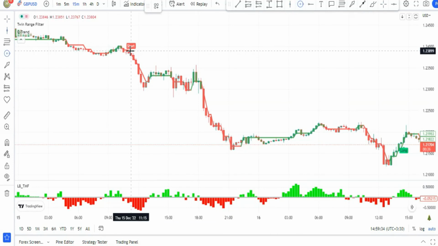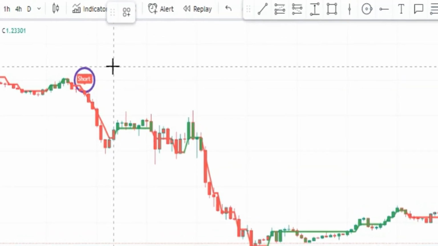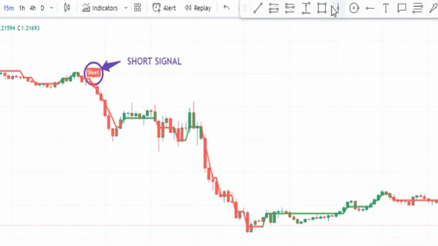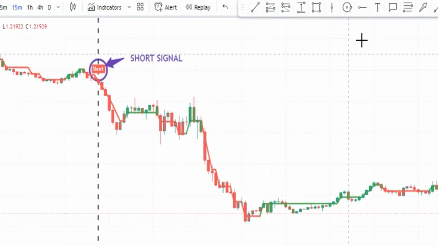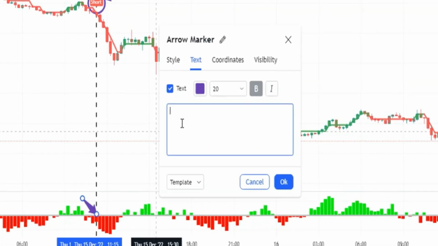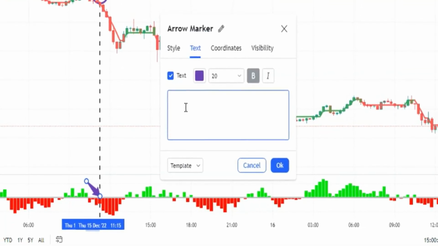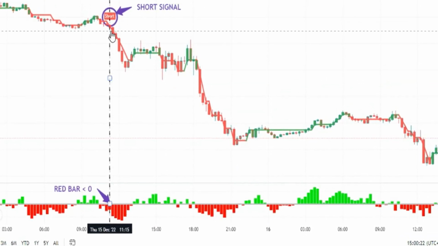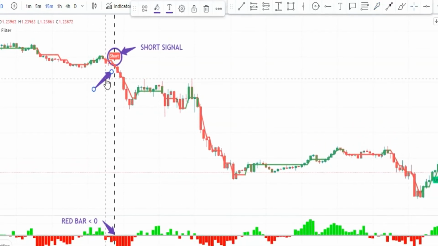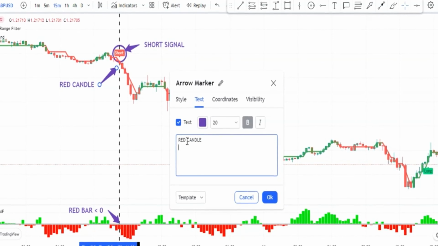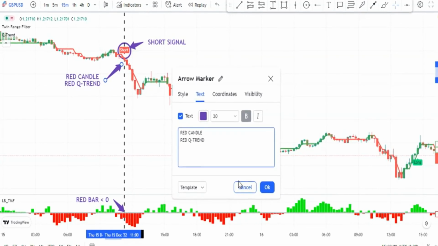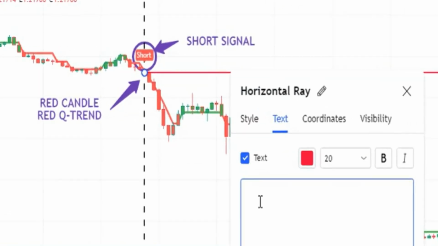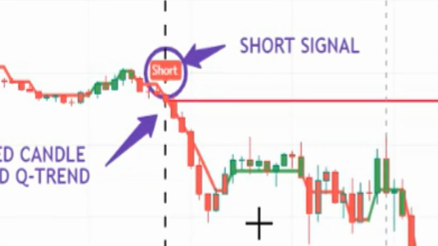For a sell signal, a short signal should be issued by the twin range filter. The histogram of the TMF indicator should be red and below the zero level. And for the last rule, the candlestick and the Q trend line should be red. The entry price of a sell order must be the close price of our trigger candlestick.